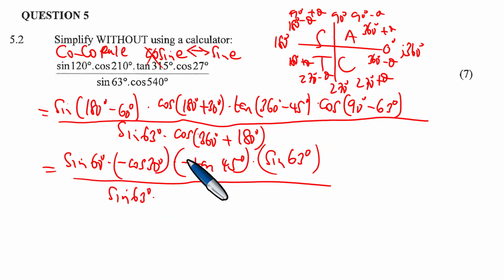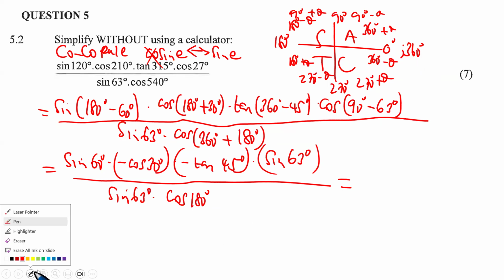Pay attention to this. 540 degrees is the same as 360 degrees plus 180 degrees, but 360 plus theta is an angle in the first quadrant where all trig ratios remain positive, so this becomes a positive cosine of 180 degrees, like so. And we proceed to simplify.